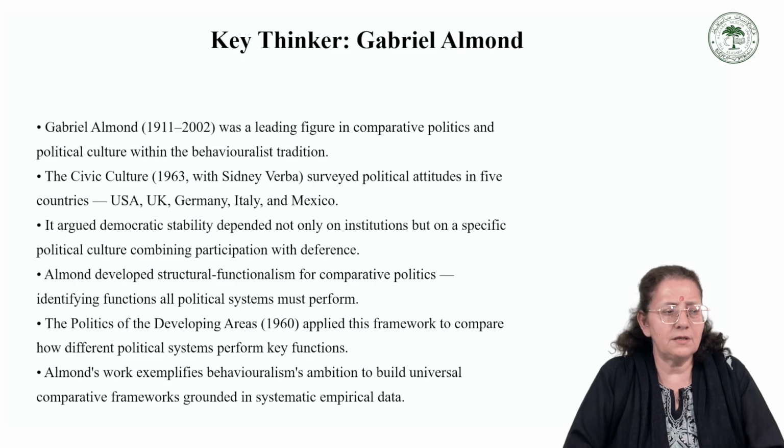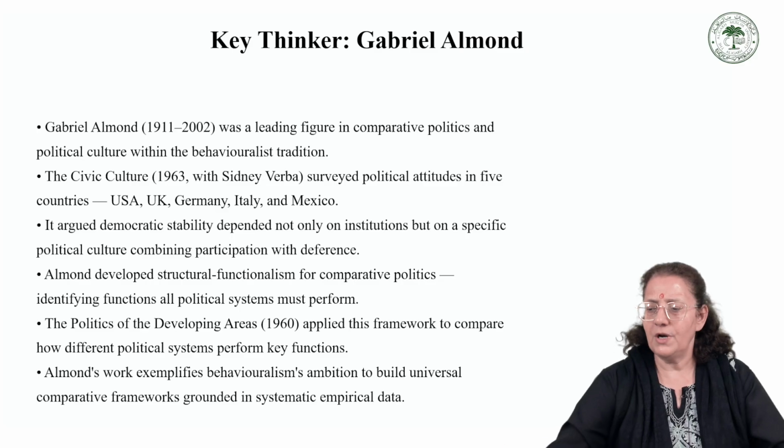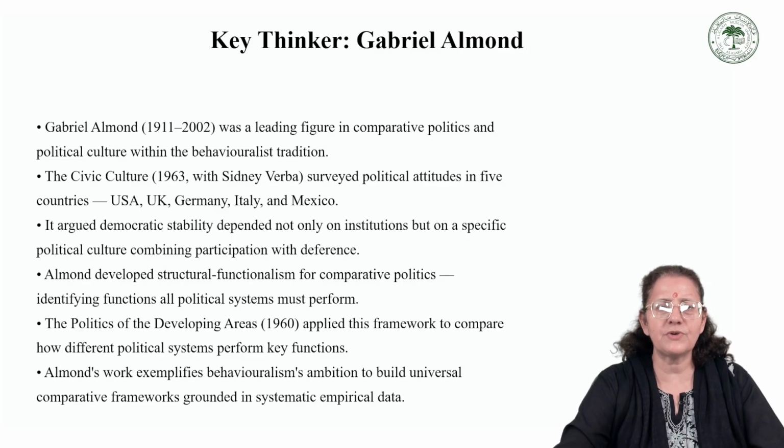Gabriel Almond is a second major figure associated with the behavioral approach, particularly in the areas of comparative politics and political culture. Almond was one of the most creative and productive comparative political scientists of the 20th century, and his contribution ranged from the study of political systems and political culture to development theory and interest group politics.